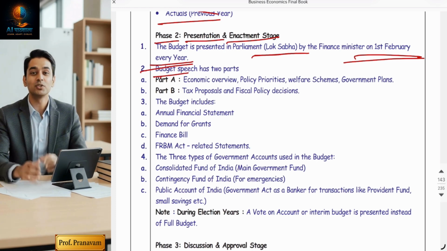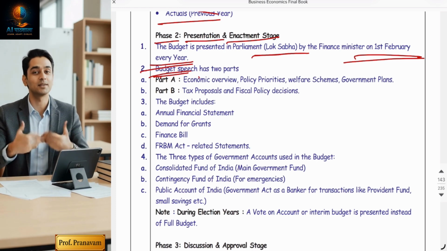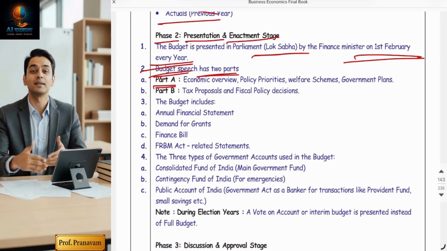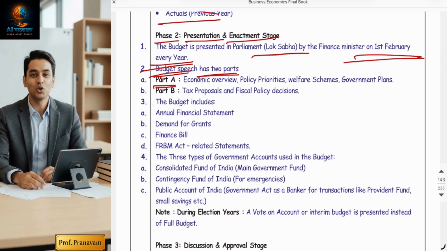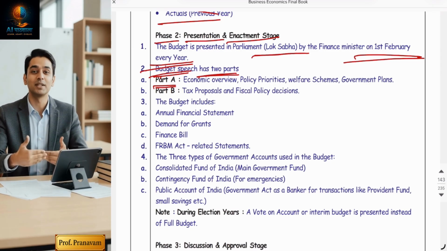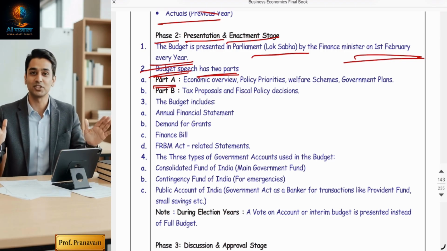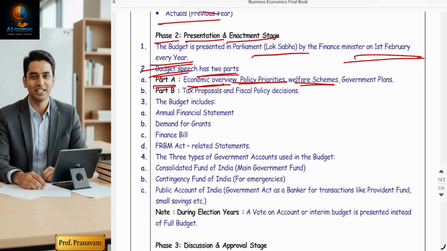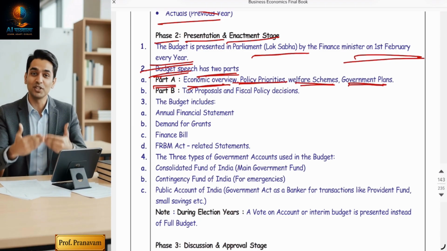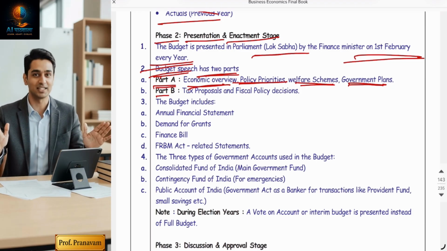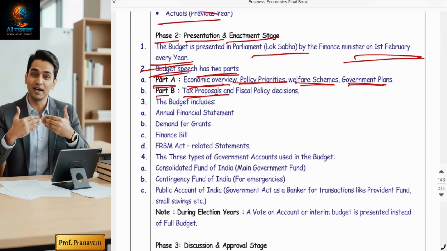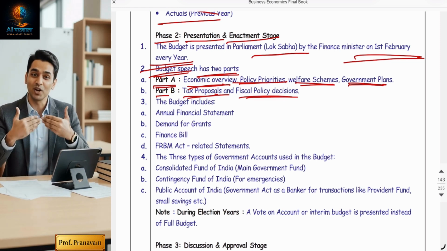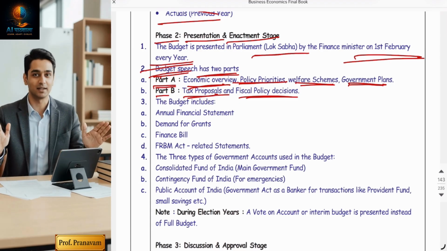When the budget starts, the budget speech of the finance minister has two parts. Part A, when she gives the speech for approximately 2 hours, includes the economic overview, policy priorities, welfare schemes, and government plans. And Part B, which is the most important, the one the common man waits for, covers tax proposals and fiscal policy decisions. The amendment of income tax and indirect tax also comes as part of the budget.